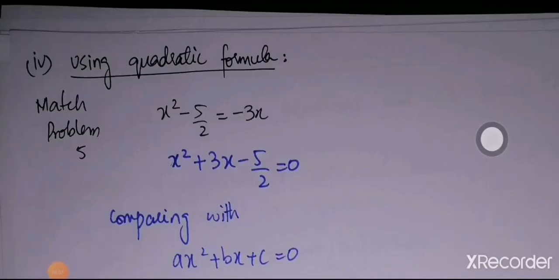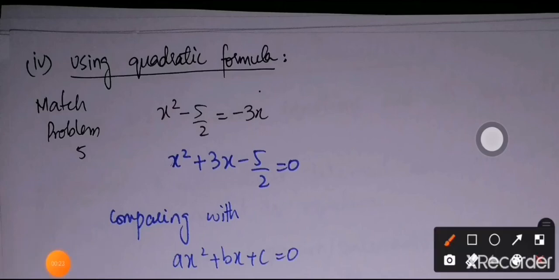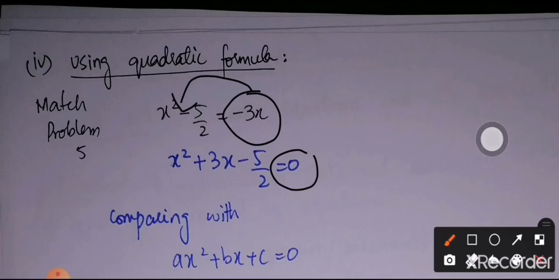Next we have the fourth method to solve quadratic equation, which is quadratic formula. So here we are going to discuss match problem 5. You can go through example 5 which is already solved in the book. So here we have the equation x square minus 5 by 2 is equal to minus 3x to be solved by using quadratic formula. So at first we are going to shift this minus 3x on the left hand side, because we must have 0 on the right hand side when we are going to apply quadratic formula or whenever we are going to solve any quadratic equation.